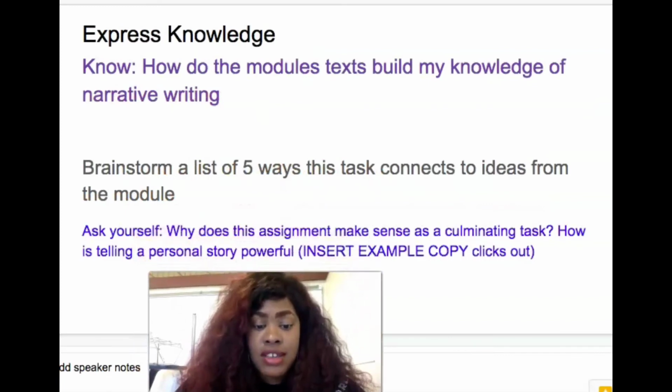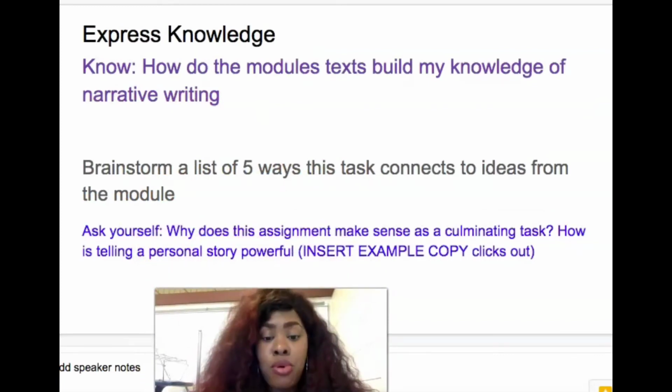This is going to require you to really analyze those exemplar poems, and you need to do that so that you know what type of work you should be turning in at the end for the end of module task. Now we're going to express some of our knowledge in our know stage. How do the module's texts build my knowledge of narrative writing? I want you to brainstorm at least 5 ways this task connects to the ideas from the module, and ask yourself, why does this assignment make sense as an accumulating task? How is telling a personal story powerful?